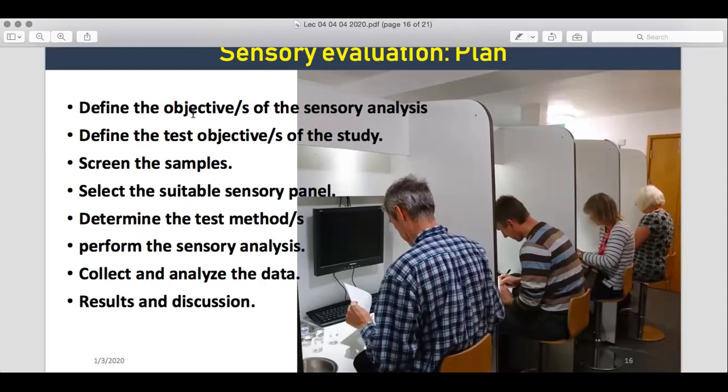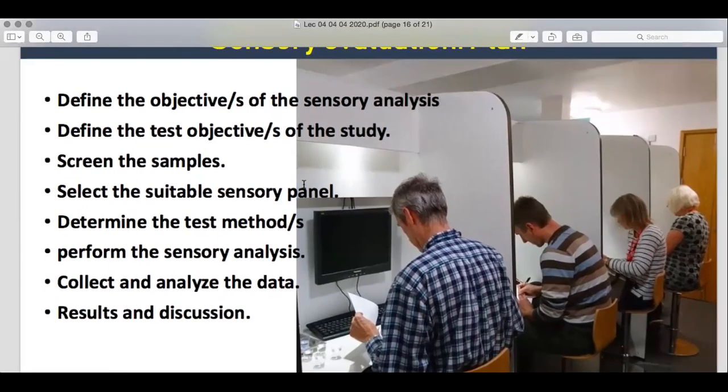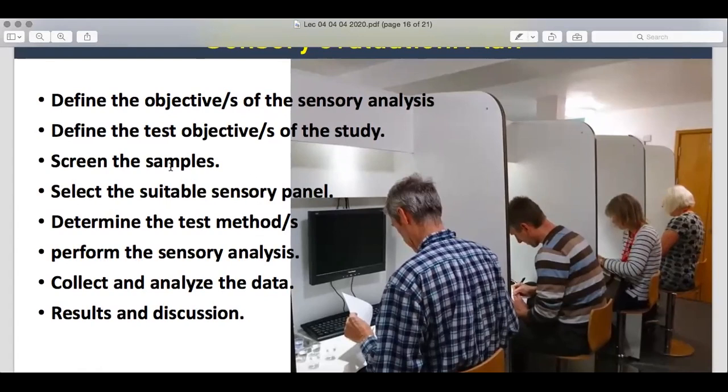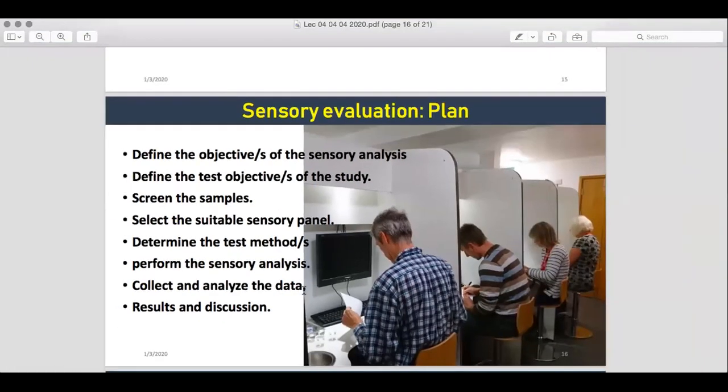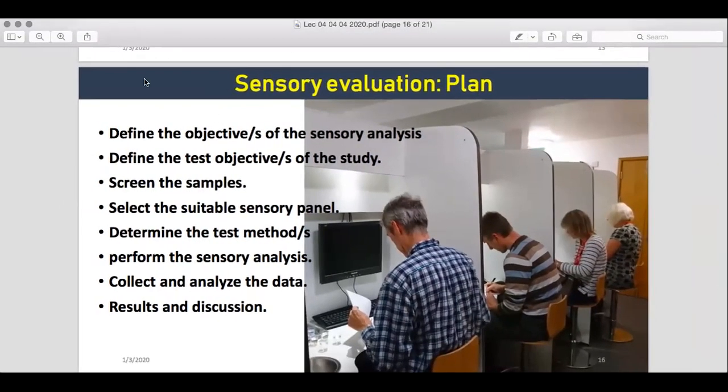First we decide the objective of the sensory analysis. What is the objective of conducting sensory analysis? Then the test objective might be selecting the best sample with the best flavor, or determining the shelf life of this particular yogurt. That is the objective of the study, not of the sensory analysis, right? Then screen the samples. We have discussed how to screen. Then select the suitable sensory panel. Determine the test methods, what type of test methods we are going to perform, a triangular test or what type of test, and perform the sensory analysis. Collect and analyze the data using statistical software such as Minitab, Excel, or SPSS. We have different types of software, and get results and discussions. This is the plan. This way of conducting a sensory evaluation is very important. You have to follow all these steps.